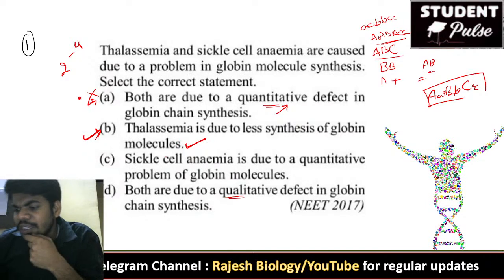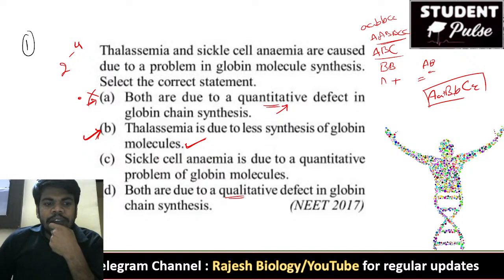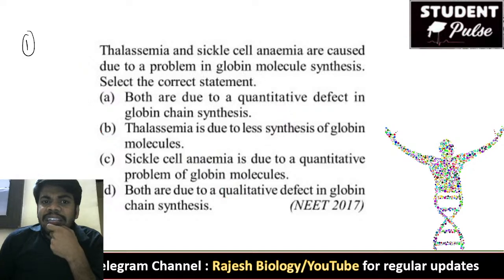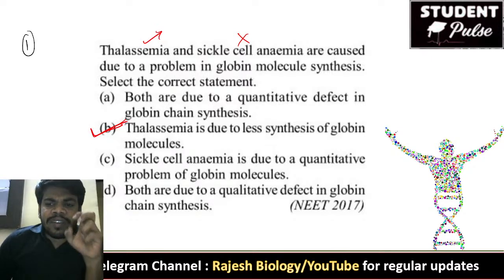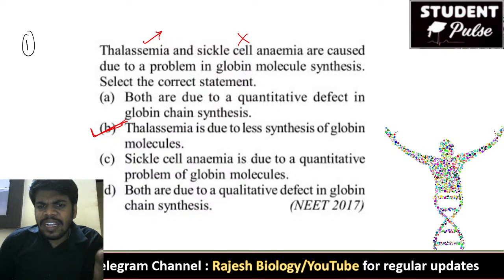No, Lokesh, the right answer is B, because sickle cell anemia is not quantitative. Thalassemia is quantitative, so thalassemia is due to less synthesis of globin molecules. The person suffers with less hemoglobin. Sickle cell anemia is due to quantitative? Wrong. Both are due to qualitative defect? It is also wrong. The right answer is B.